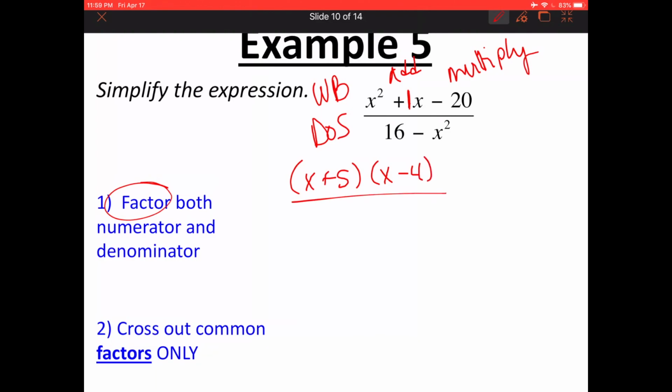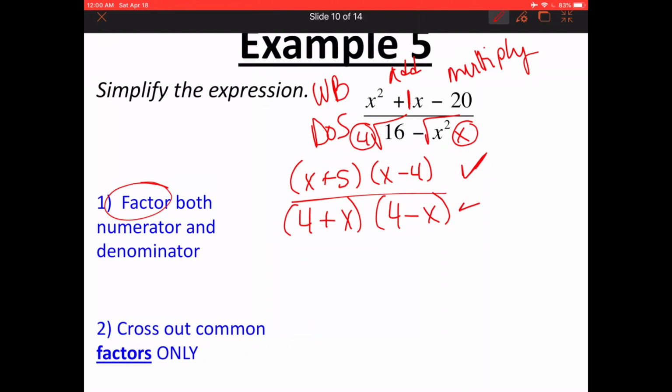For the denominator difference of squares, I square root, square root. The square root of 16 is 4. The square root of x squared is x. So my two factors would be 4 plus x and 4 minus x. Now notice, my numerator is fine, but I have to rewrite both terms in my denominator because the x has to come first.